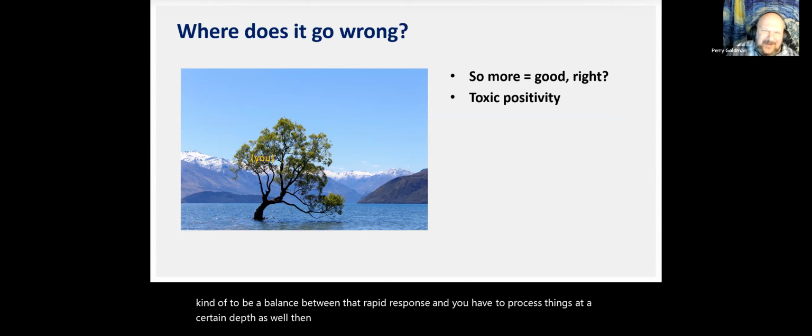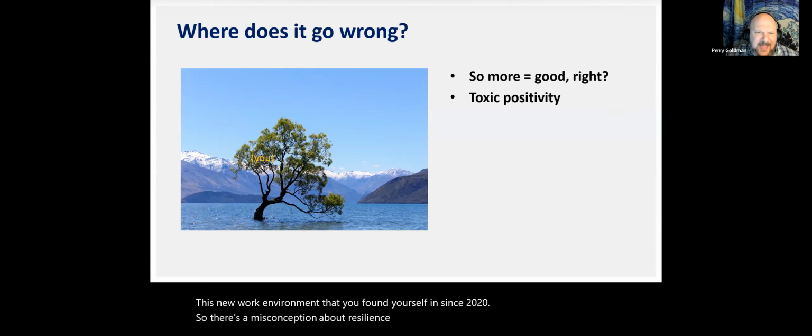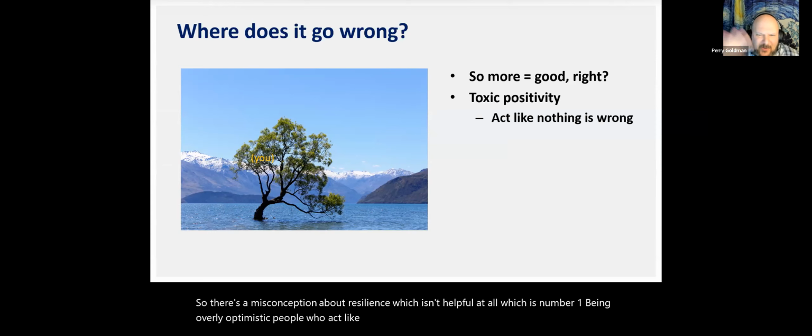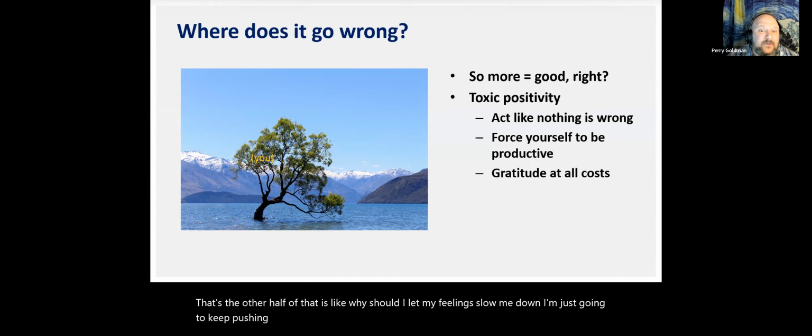Then there's this other thing, right now more than ever, this toxic positivity. We need to stretch our resilience muscle to navigate all the personal challenges, the societal madness, the professional challenges you're going through, this new work environment that you found yourself in since 2020. So there's a misconception about resilience, which isn't helpful at all, which is number one, being overly optimistic. People who act like nothing's wrong, people who ignore the reality around them, causing stress and anxiety to everybody. There's also forcing yourself to be productive. That's the other half of that. It's like, why should I let my feelings slow me down? I'm just going to keep pushing through. People who say you have to be grateful at all costs. You're not allowed to express anything negative.